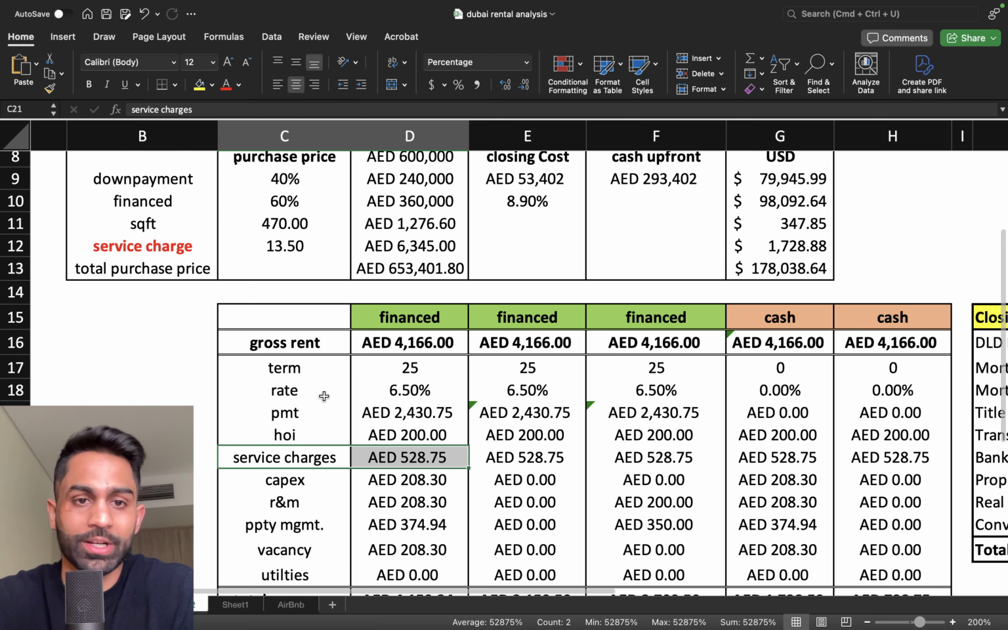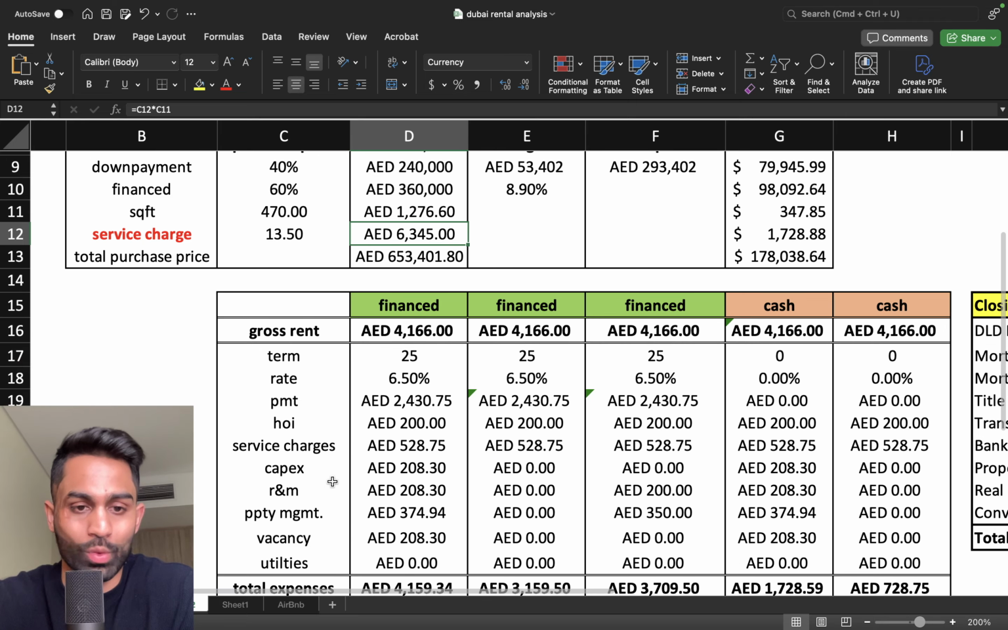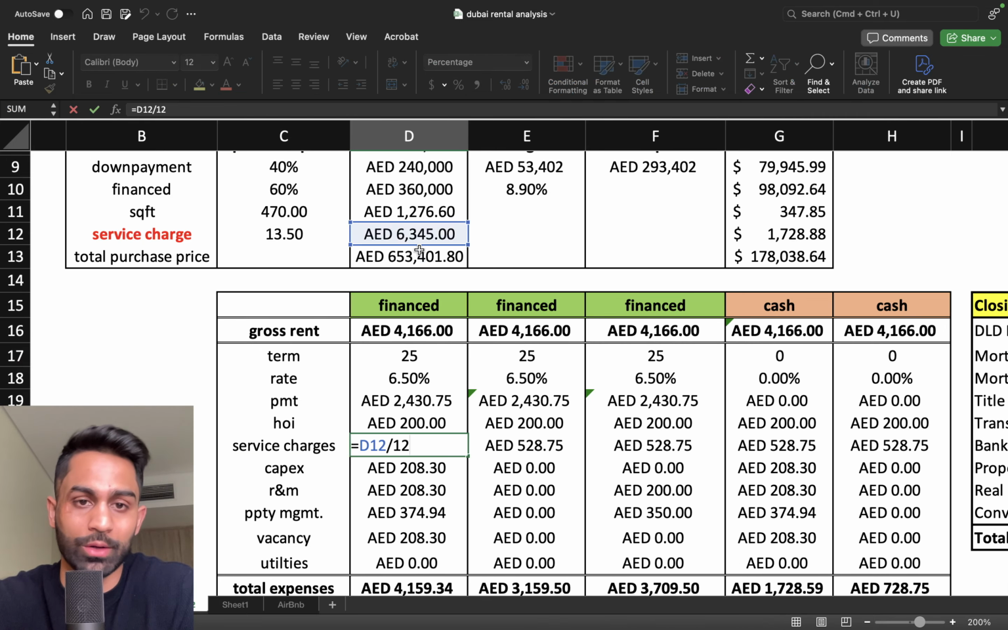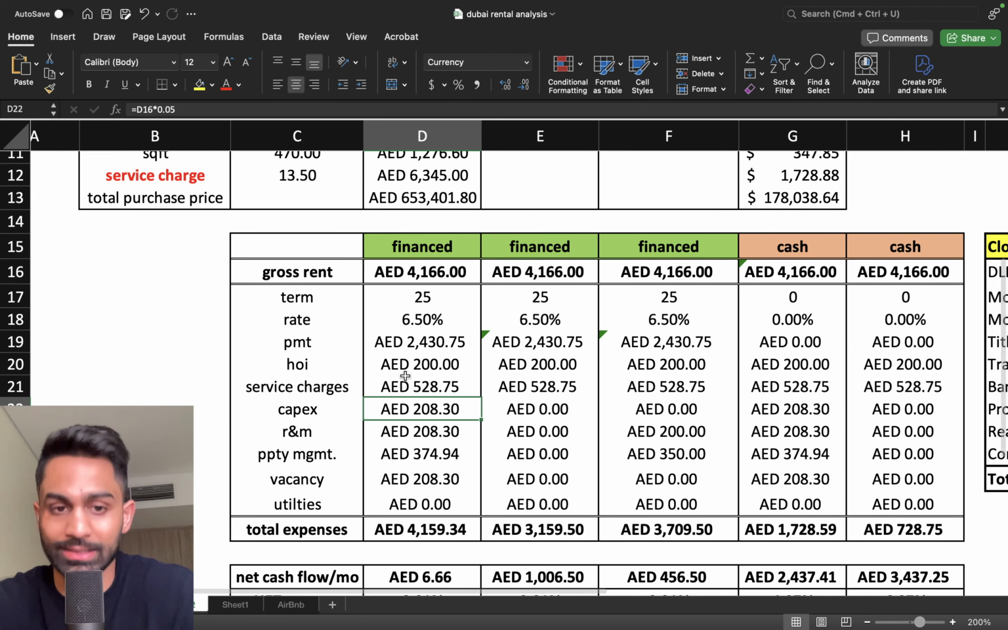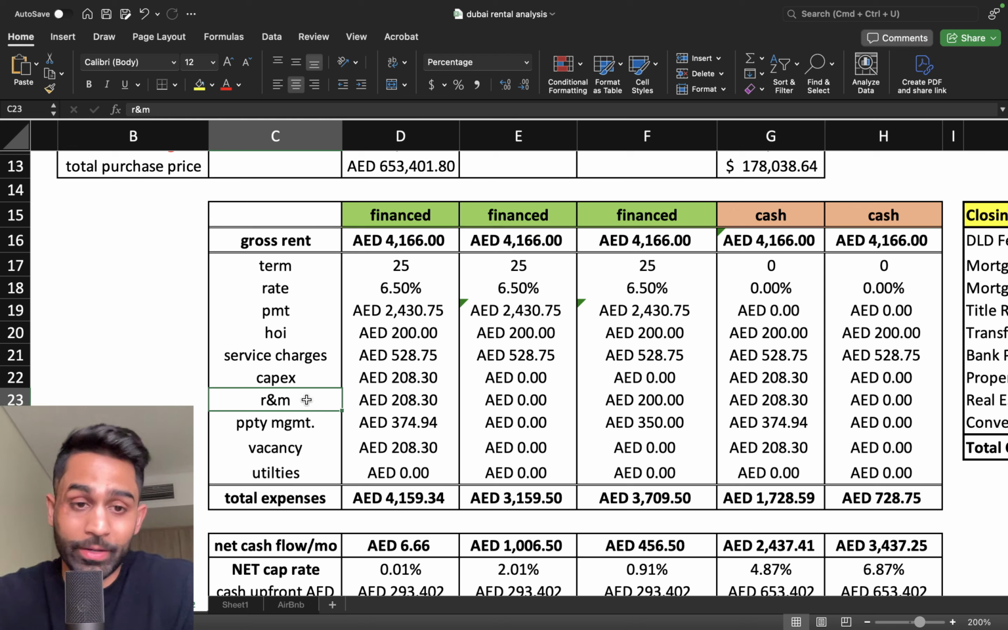Service charges, as I already mentioned, these are the service charges, 6,345. So this 528 is essentially taking into account this annual number divided by 12. So that's the monthly service charges. Now, this right here, the CapEx, which is capital expenditures, repairs and maintenance, property management, and vacancies.